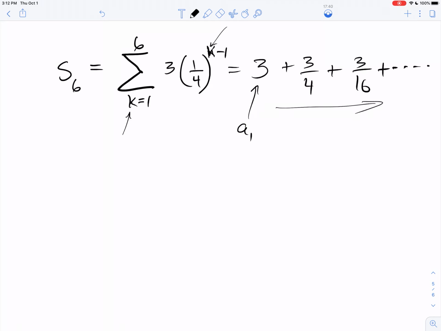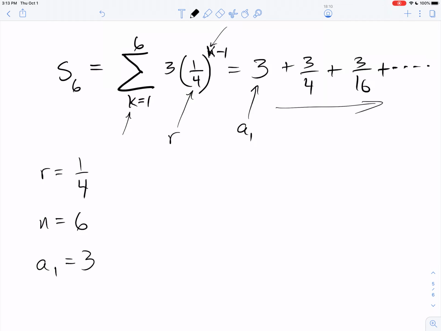It appears to me that R is 1/4, and it is. See, these things have a certain look to them. They have a certain vibe, but I don't want to get sidetracked. I'll come back to that in a second. I got an R value. I got an N value. I got an A1 value.